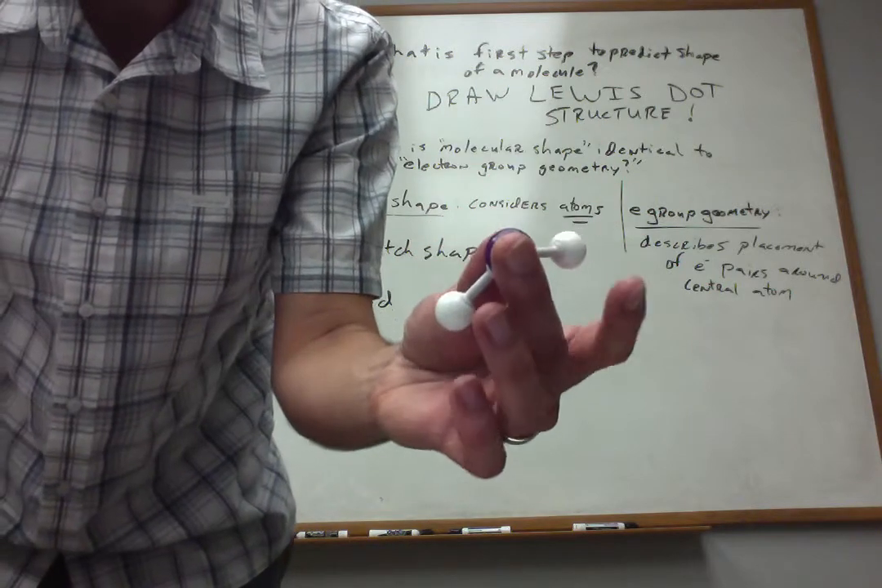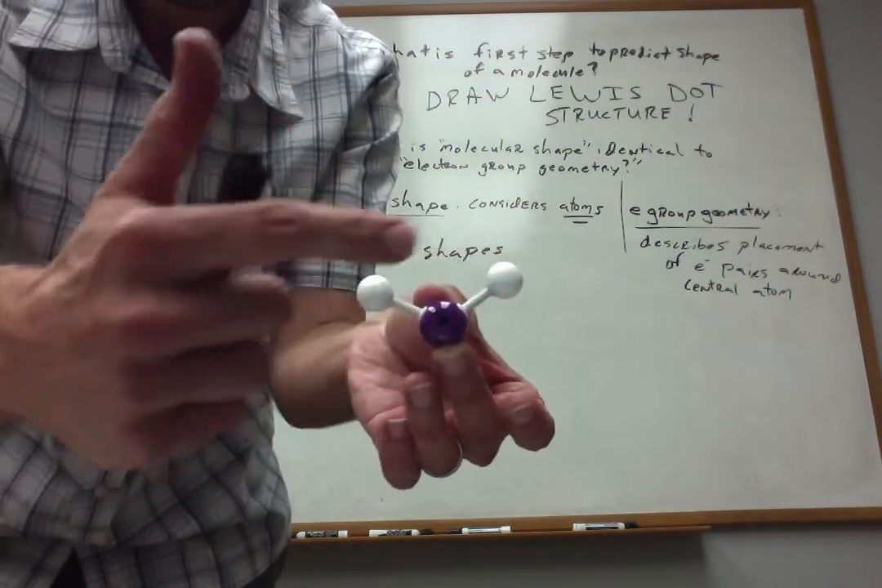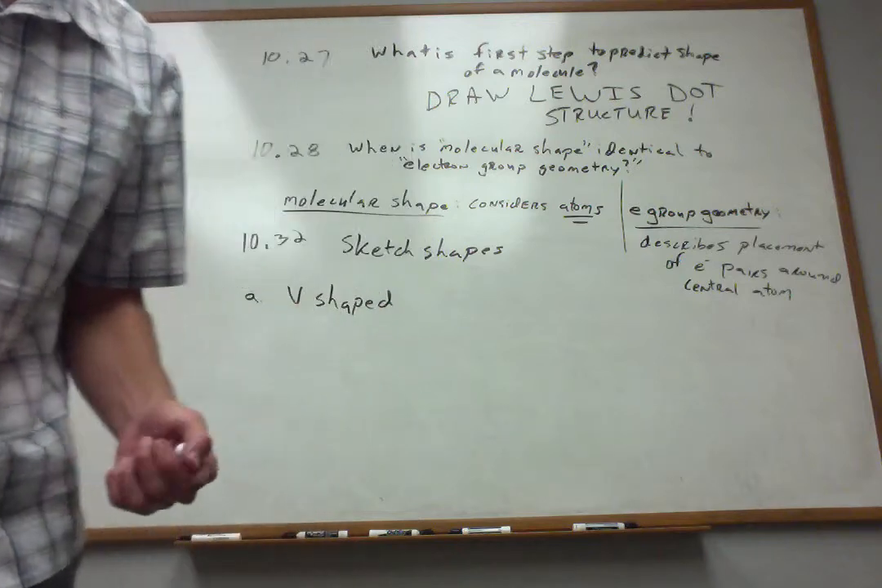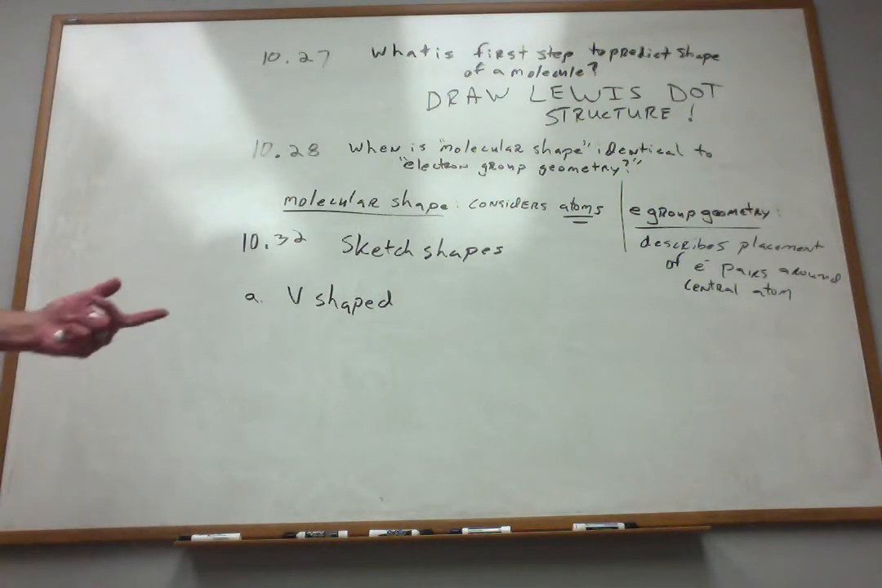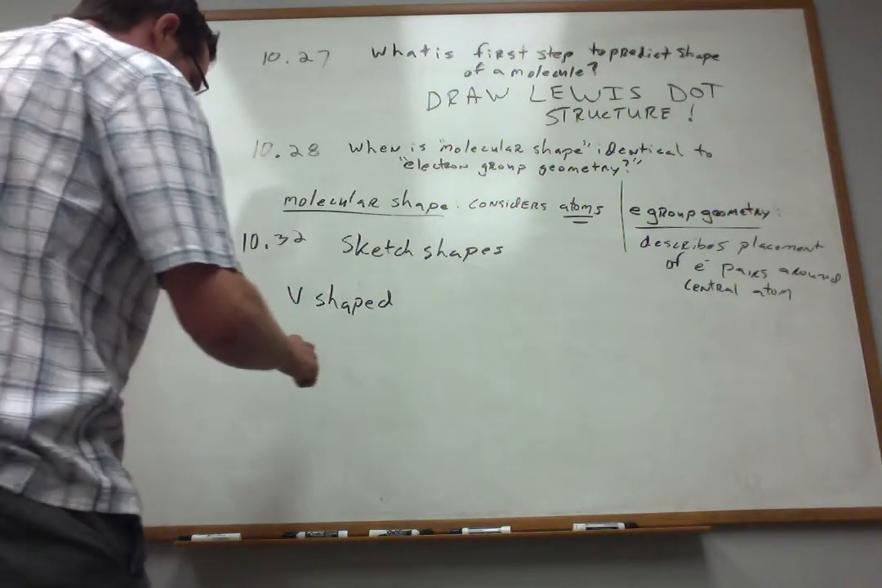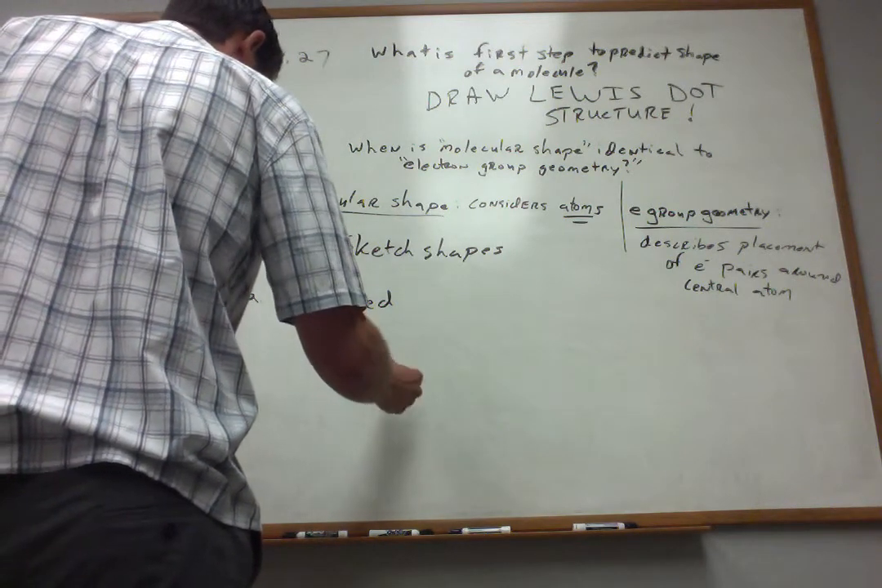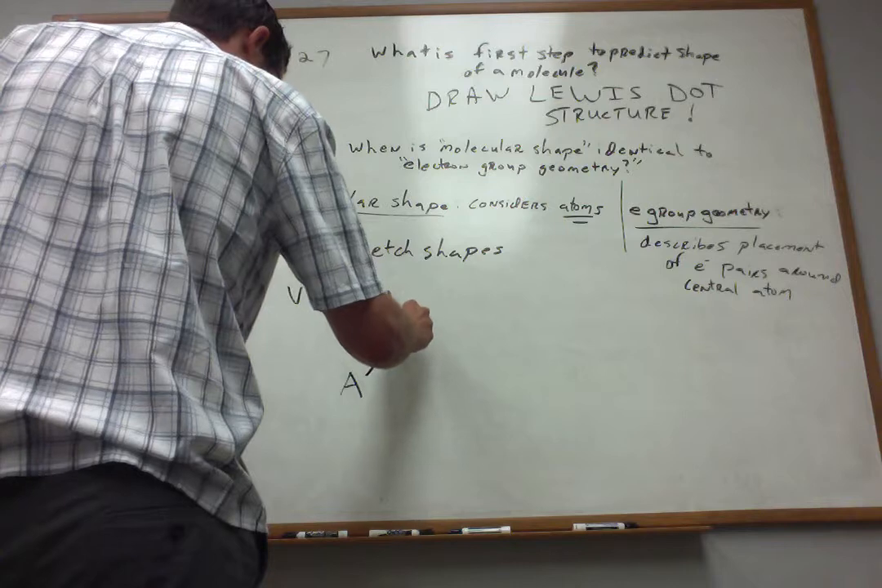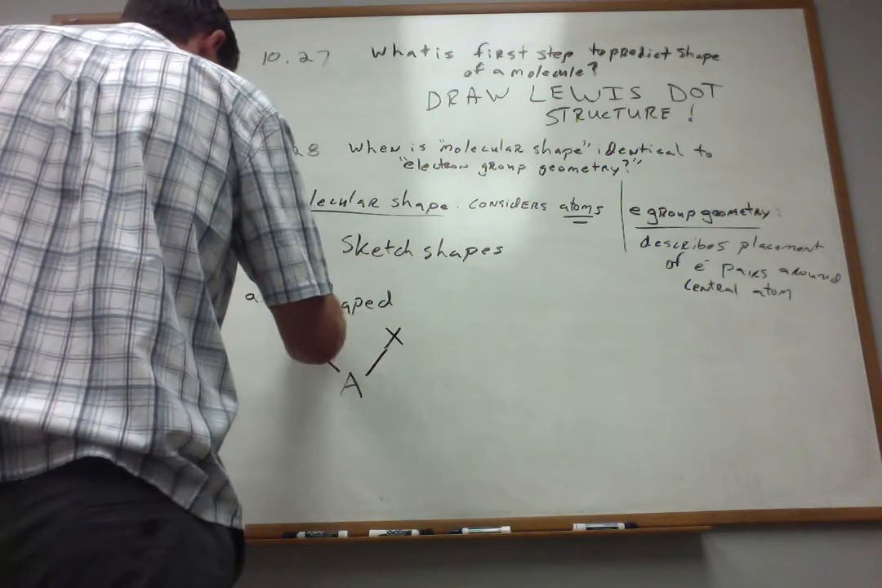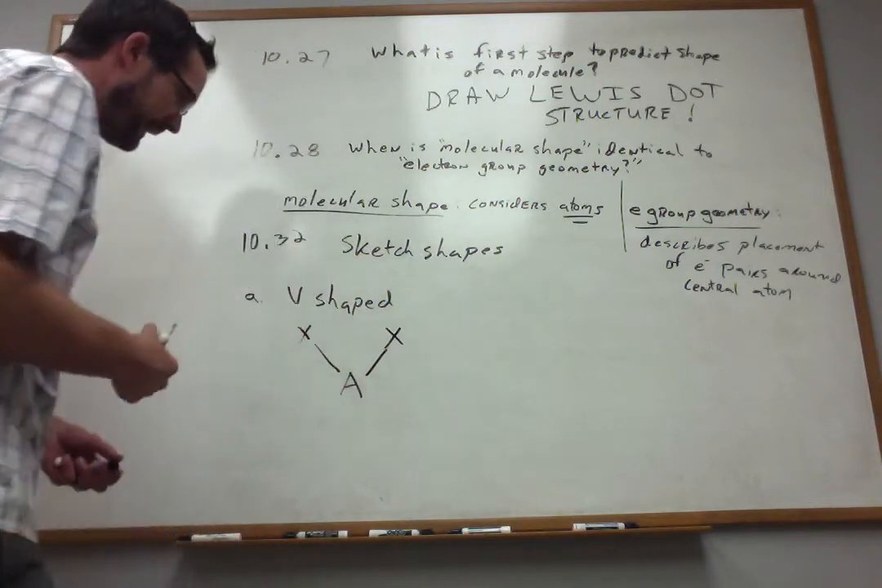All three atoms are in the same plane. They just happen to make this V shape when they're bonded together. So how do we draw that? You're not going to be all that surprised by this, perhaps. I draw it like this, okay?